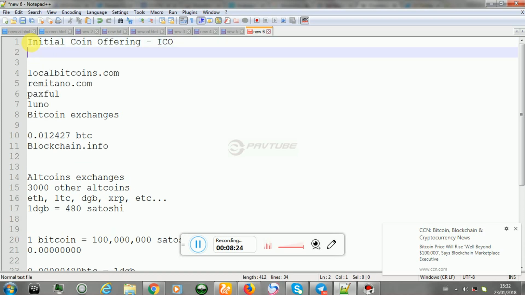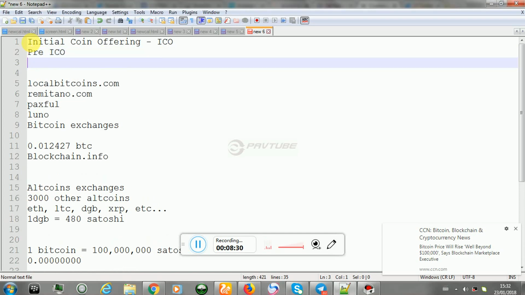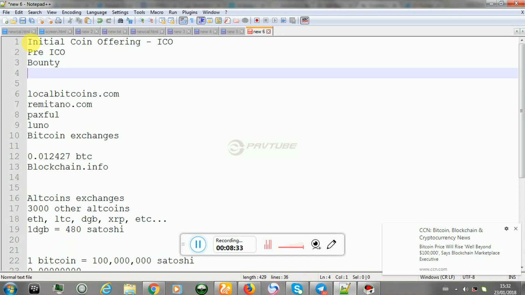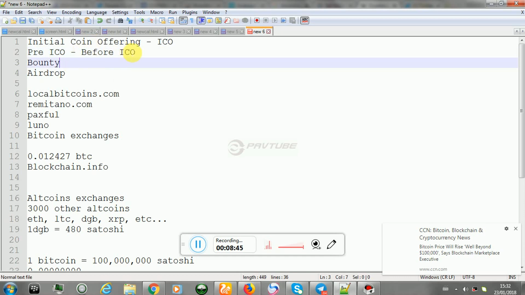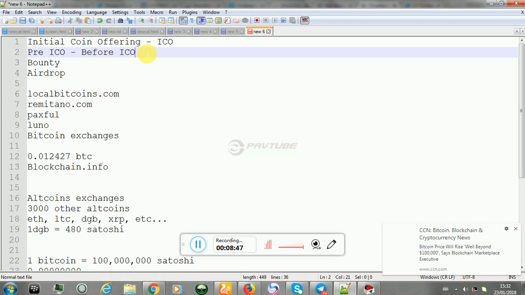Okay, another one is called the pre-ICO. We also have the pre-ICO. We also have what is called the bounty, and then we have what is called the airdrop. I'll touch all of them one by one. Okay, the pre-ICO means before ICO. Before ICO. Okay, now before the ICO, they try to gather more funds.